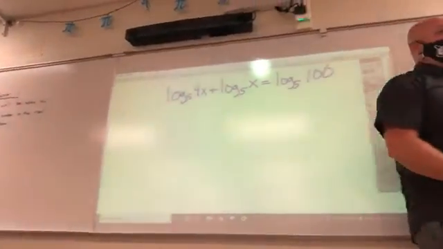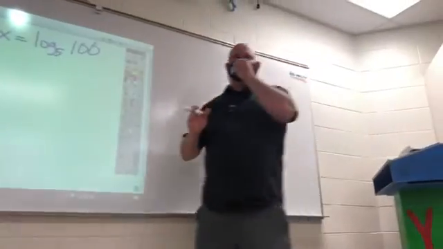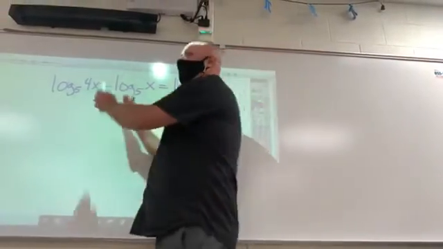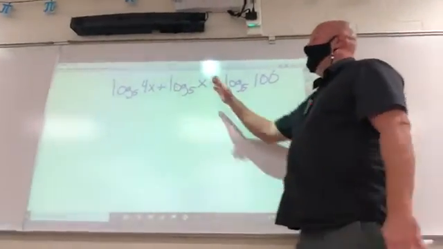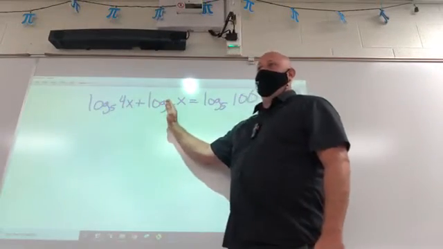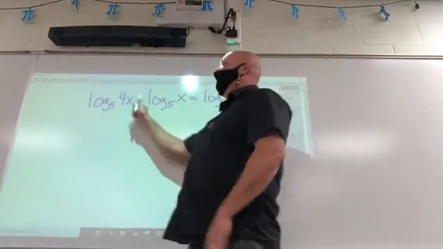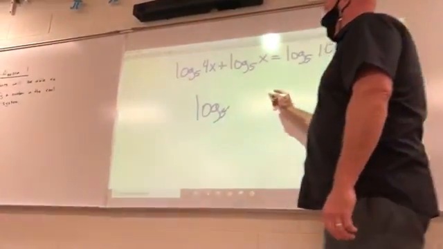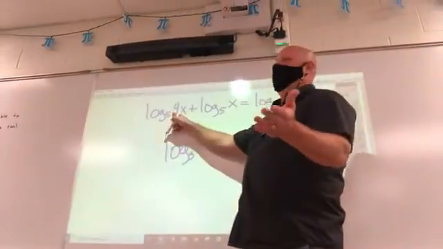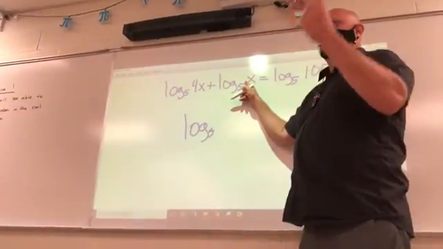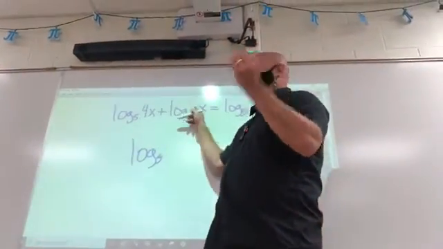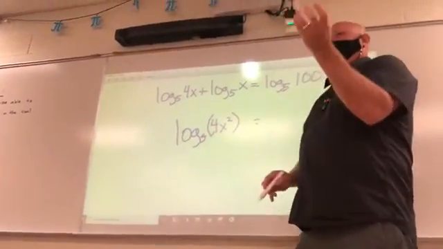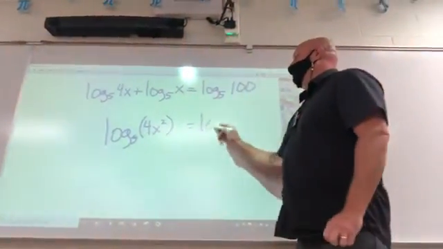Now, I have logs on both sides. In this case, can I drop my logs right now? No. Because I don't have log of this equals log of that. I have multiple logs on this side, don't I? Do I have a property that I could use to turn this into a single logarithm? What's my rule? What do I do with 4x and my x? Multiply. What is 4x times x? 4x squared. So the first thing I do is use a property to turn that into a single logarithm.